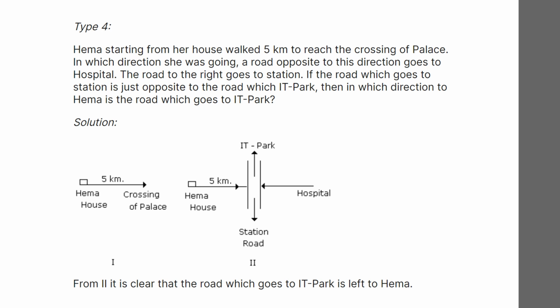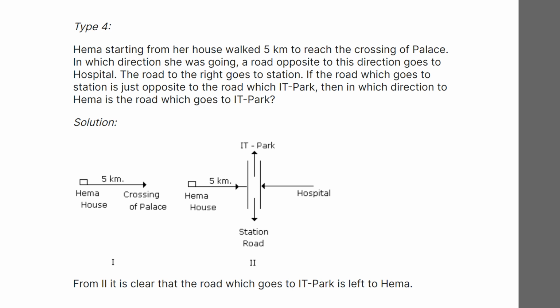So now coming to this present case, if the road which goes to the station is just opposite to the road which goes to the IT Park, so it means that the IT Park road and the station road are opposite to each other. Then in which direction to Hema is the road which goes to the IT Park?